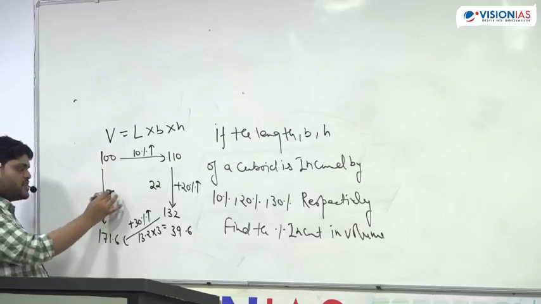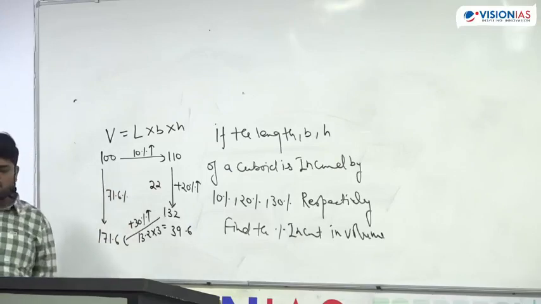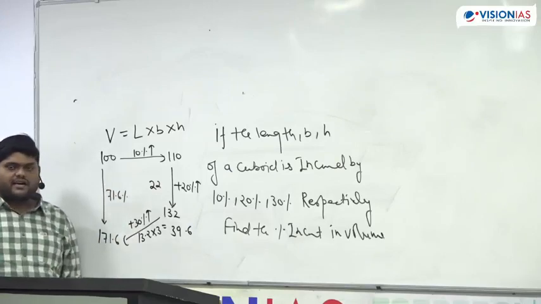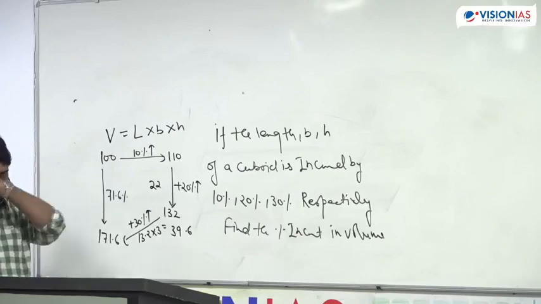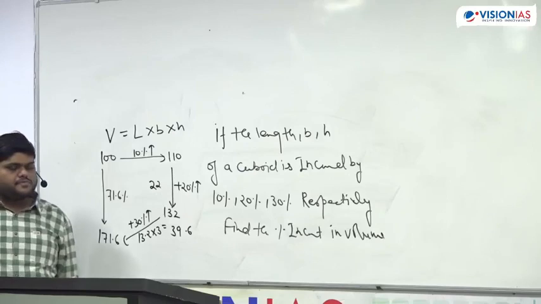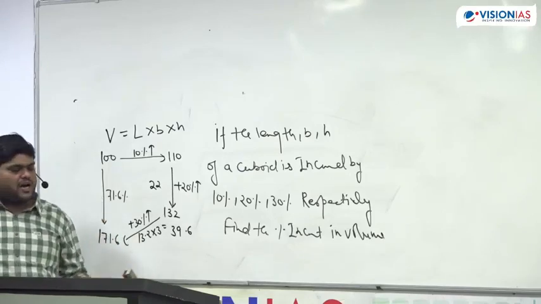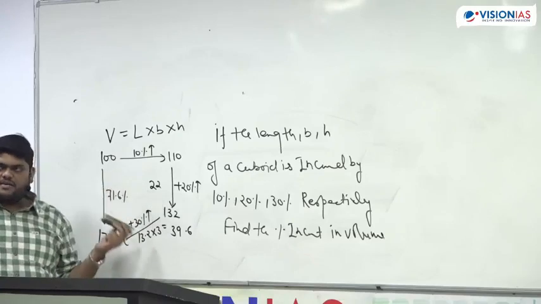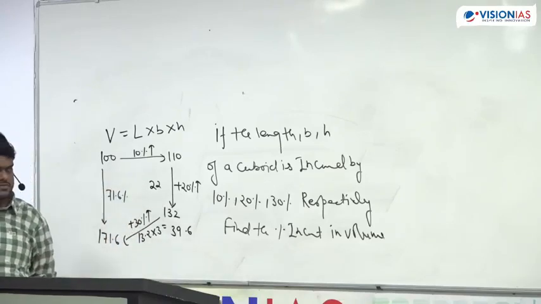That means total increment of 71.6% is there. So you can solve by formula, AB formula, or you can solve directly by this approach. Both the approaches are correct.